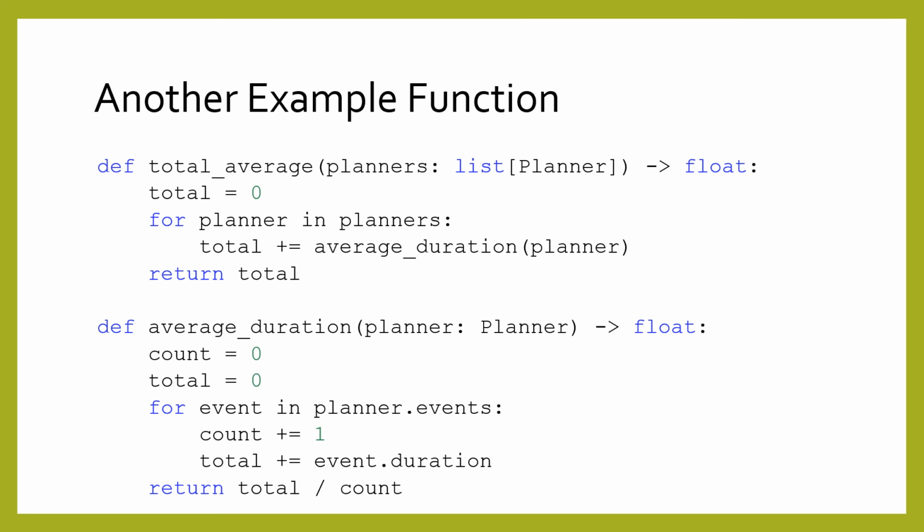In this example, we define 2 functions, total_average and average_duration, with the goal of calculating the total average duration across multiple planners. Since this time, we had so many nested pieces of data, we found it quite helpful to break things up with helper functions.